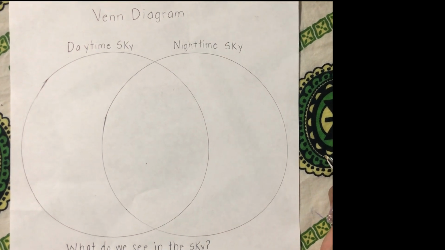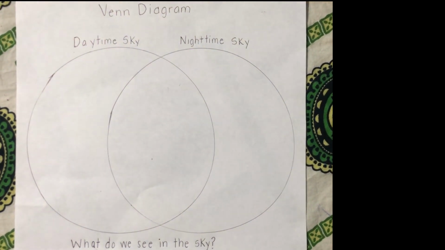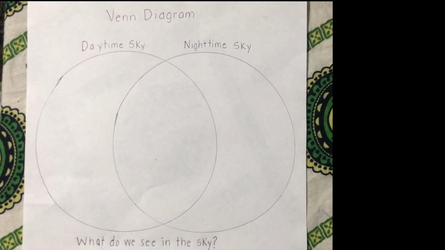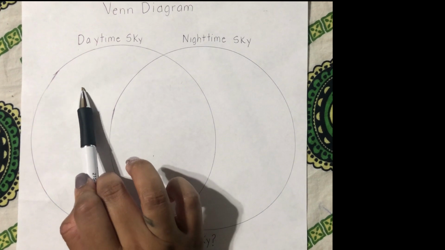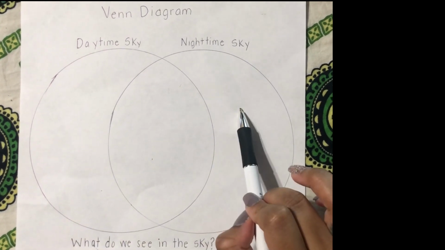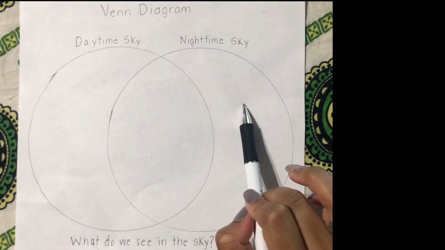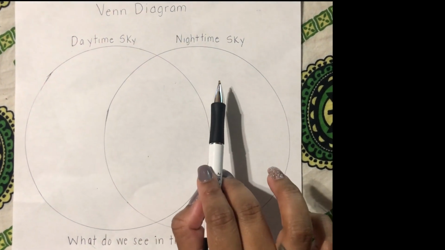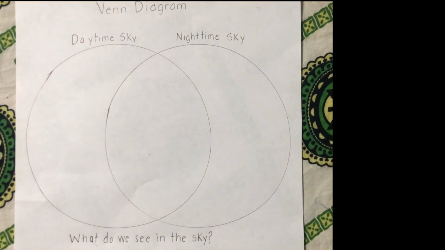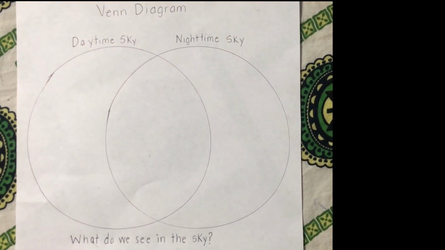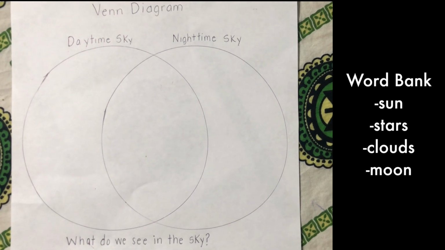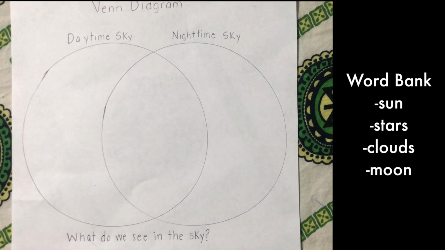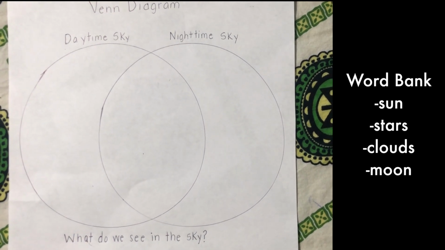The question that we're answering is, what do we see in the sky? So we're going to write what we see in the daytime sky here, what we see in the nighttime sky here, and then what we see in both the daytime sky and the nighttime sky here in the middle of our Venn diagram. All right, so take a look at our word bank. These are the things that we learned about today: the sun, the moon, the clouds, and the stars.